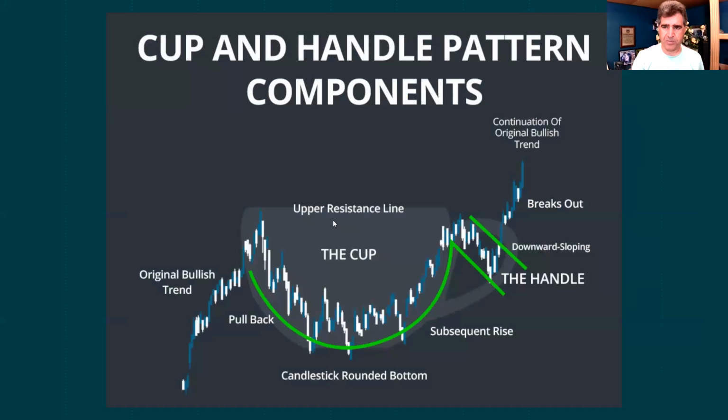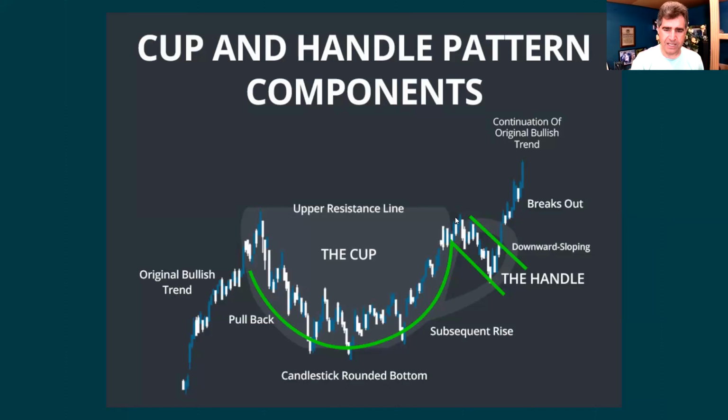We talked about cup and handle, so I want to put everything together and take a look. We have a bullish trend, and then we hit the highs here, and then we retrace. So now we're building a rounded, looking like a cup, and then we stop right around the highs of the left side.